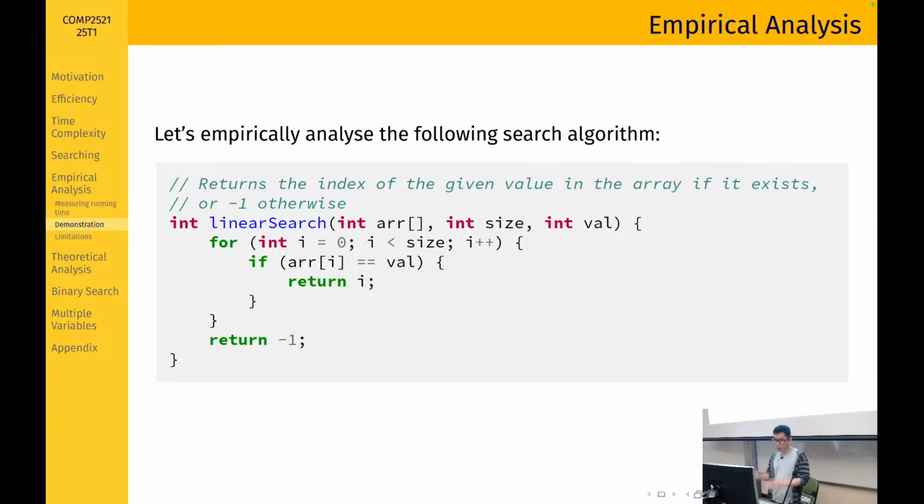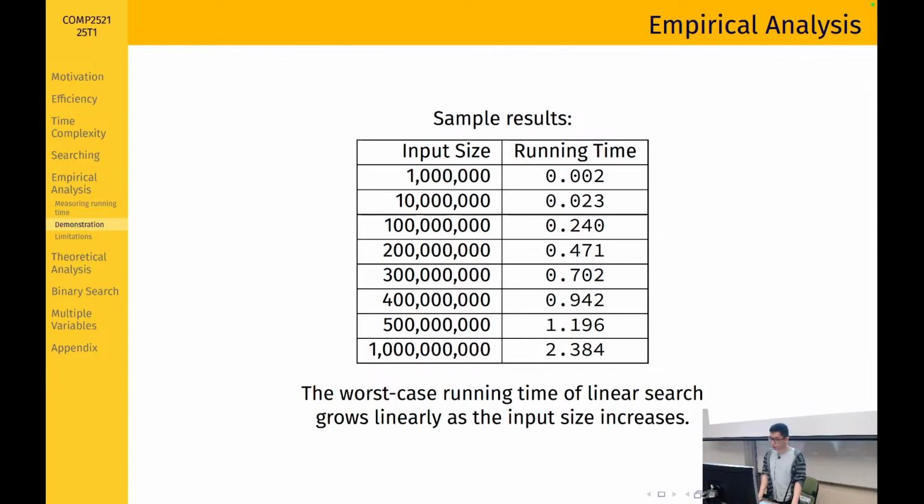Yeah, so let's go back to linear search. Remember what this algorithm does. It finds the value in the given array, and if it finds it, it returns the index. Otherwise, it returns -1. Cool. So I've already done the timing beforehand, and these are some results that I got.